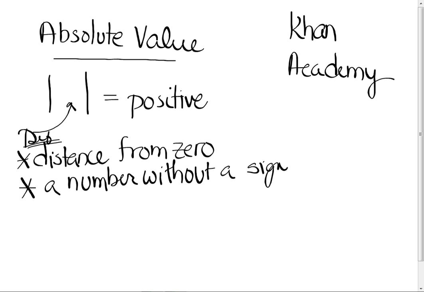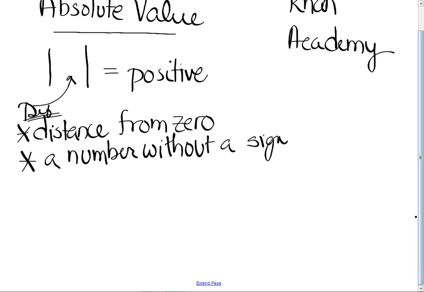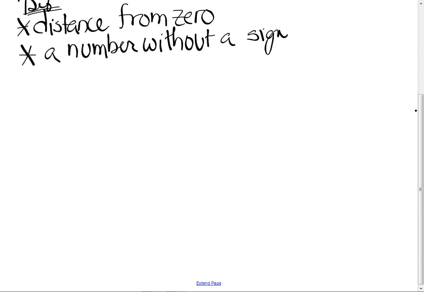right. So when I find the absolute value of something, I'm just going to remove the sign. So if I do the absolute value of -3, what is that? 3. It's 3.